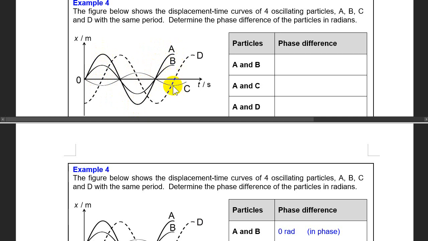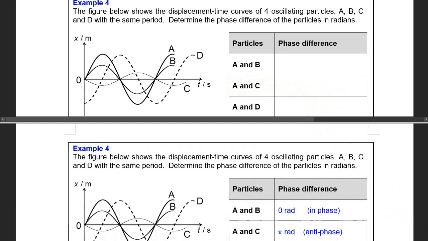They are opposite, anti-phase. So A and C are completely opposite in phase. When they are anti-phase, opposite in phase, we say that the phase difference is 180 degrees or pi radian. Okay? A and C are opposite in phase, 180 degrees out of phase, or in radian, it will be pi radian.